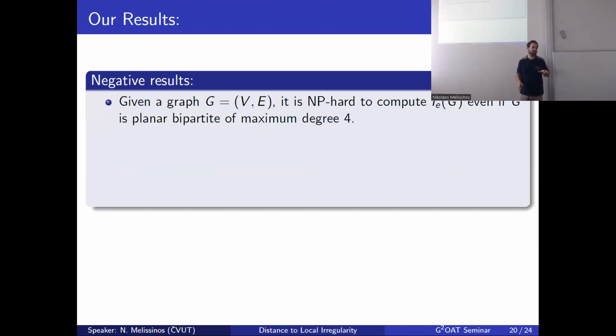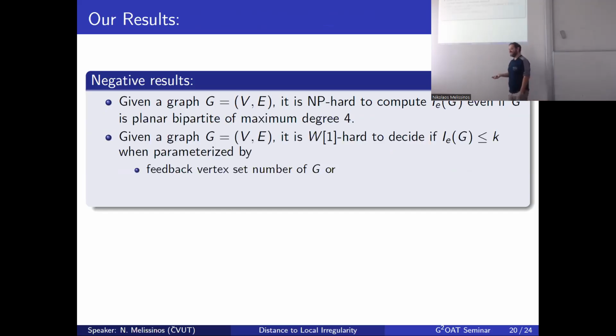So all of the results that I'm going to present now are ours in this paper. And the first result is that the problem is extremely hard: it is hard in planar bipartite graphs of maximum degree 4. And it is W[1]-hard parameterized by the size of the solution. Okay, and I have them in reverse. So by the feedback vertex set number, by the tree depth, and by the size of the solution.